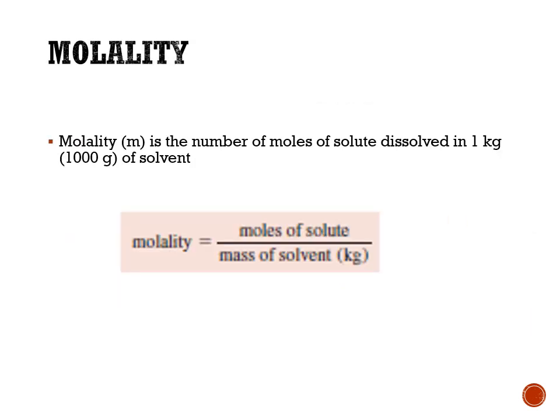So, next naman is molality, which is denoted as the small letter m. So, huwag kayong malilito. Kanina yung molarity, big letter M, and then yung molality naman is small letter m, is the number of moles of solute dissolved in 1 kilogram or 1,000 grams of solvent. So, molality is equal to the moles of solute divided by the mass of solvent in kilograms.